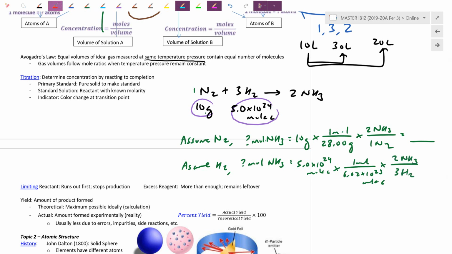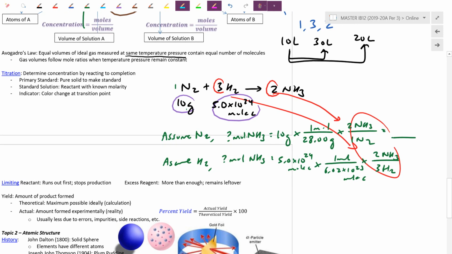Remember, we don't want to double count any coefficients, so the coefficients will only enter this mole ratio step. That way I don't accidentally triple the molar mass or times 3 the Avogadro's number. The coefficients will only enter this mole ratio step. Whichever number here is smaller is going to be the one that ran out first. So the chemical that was limiting is the ingredient.